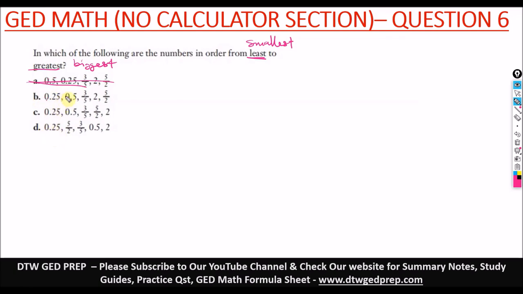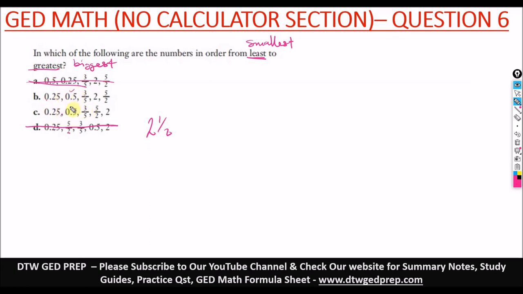Now let us look at the second number. It's 0.5. This is 5 over 2. 5 over 2 is 2 and 1 over 2, so it's bigger than 0.5, right? So we eliminate this, since after this, this is not the smallest number. This is like the biggest number in this order of numbers here. So now we're left with B and C. So let's check them.